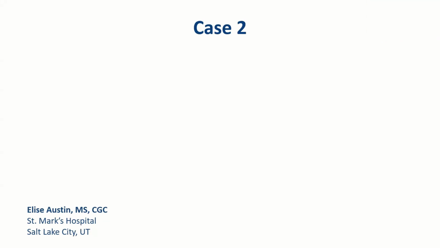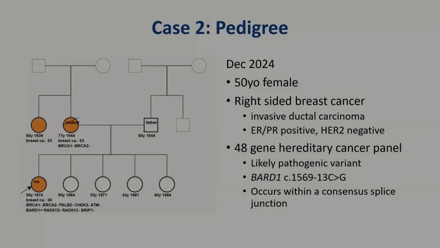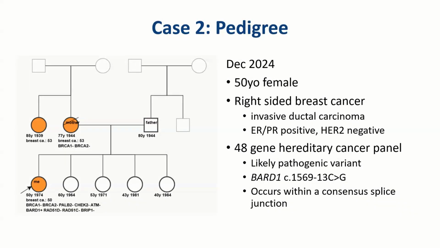Yes, so I want to present a case from last December. This was a 50-year-old female diagnosed with a right-sided breast cancer. Her pathology was invasive ductal carcinoma, ER/PR positive and HER2 negative. Her surgeon had ordered a 48-gene hereditary cancer panel, and it came back with a likely pathogenic variant in BARD1. She did have a maternal family history of breast cancer. Her mother is deceased, but by report had BRCA1 and BRCA2 analysis that was negative, and she also has a maternal aunt with breast cancer.